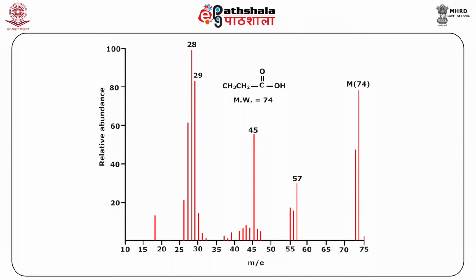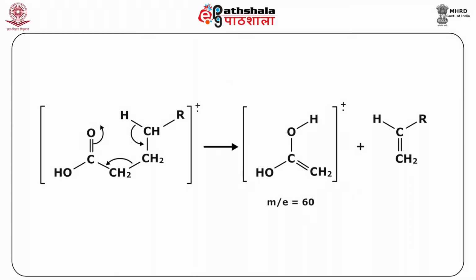Now, here you can observe these fragments and the molecular ions in the mass spectrum of propionic acid, that is a 3 carbon acid. Acids containing gamma hydrogen undergo McLafferty rearrangements. In carboxylic acids, this rearrangement produces a prominent peak at m/z equal to 60. Here you can see the McLafferty rearrangement in acids containing the gamma hydrogen.